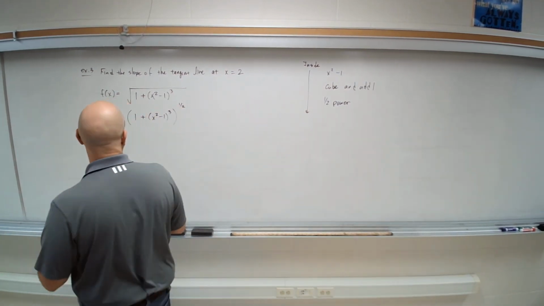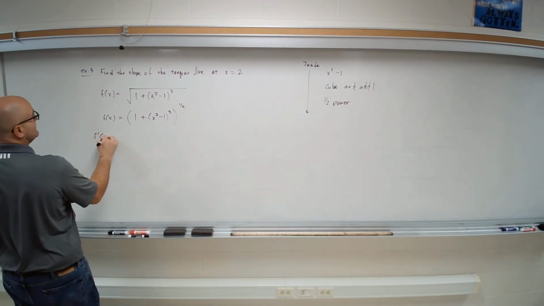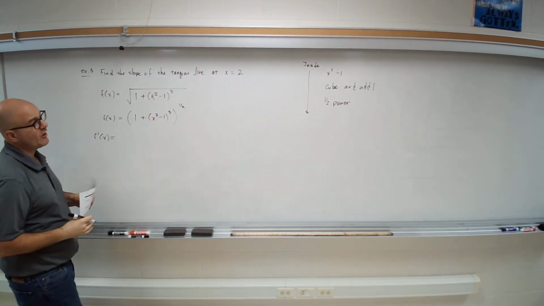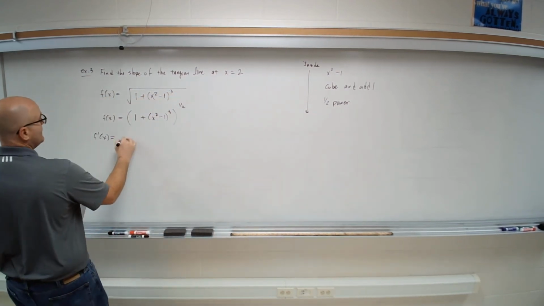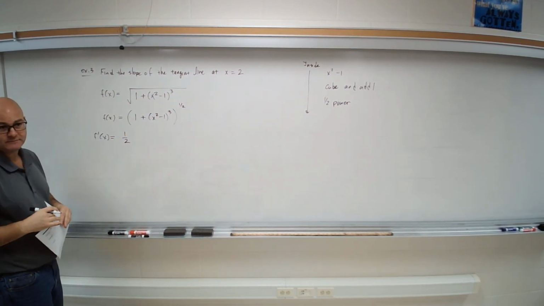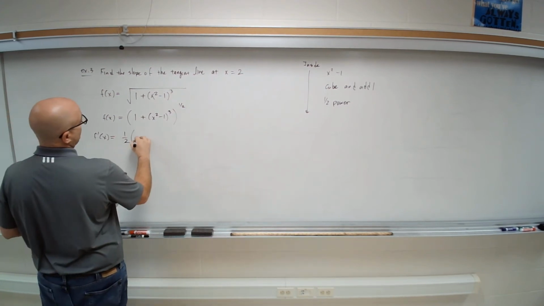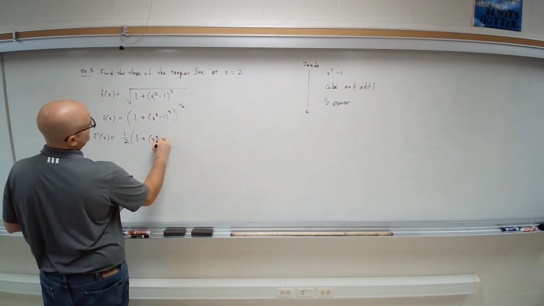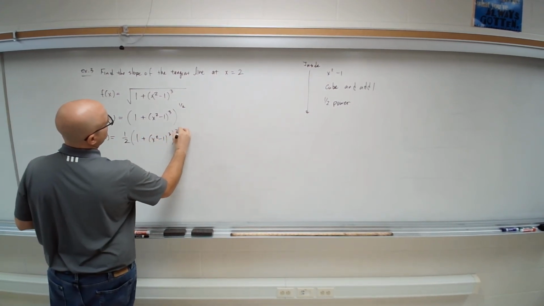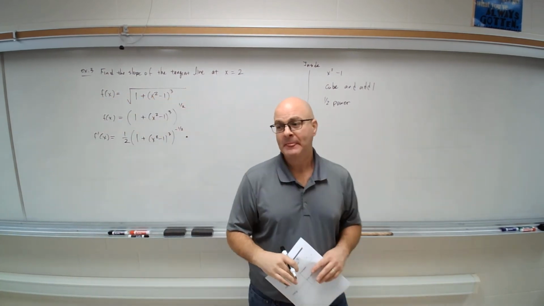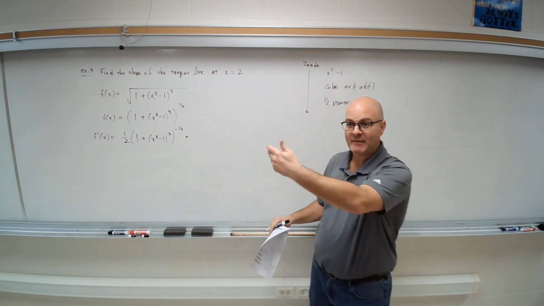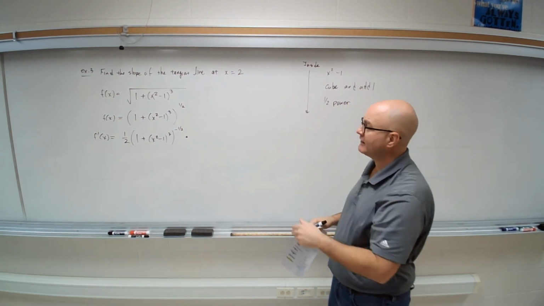Okay, so to do f prime of x, we're going to go backwards, right? The first thing we deal with is the 1/2 power. We'll put a 1/2 out in front, and then we're going to get 1 plus x squared minus 1 cubed to the negative 1/2, right? Everything stayed the same except for that 1/2 power. 1/2 out front, negative 1/2 power.